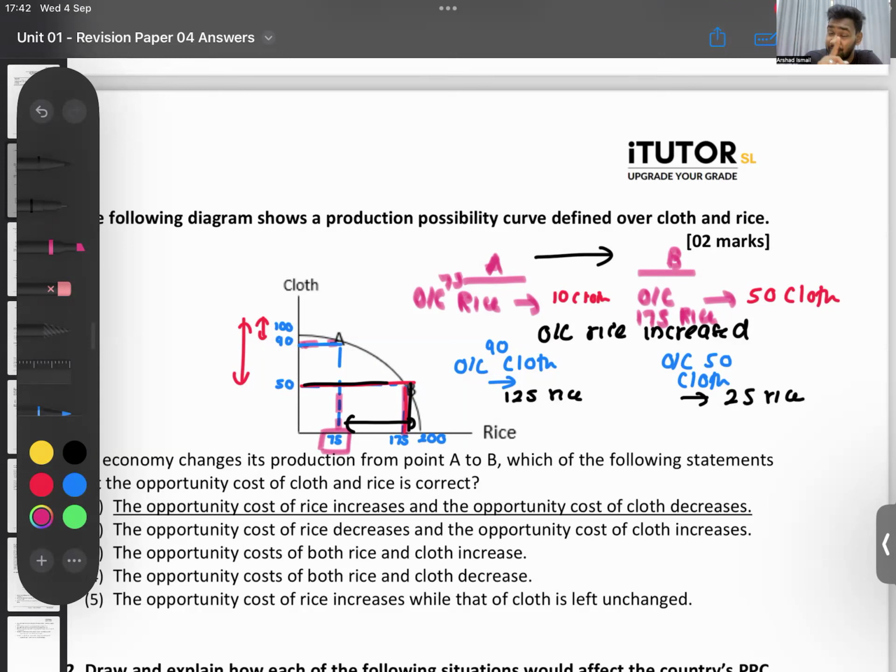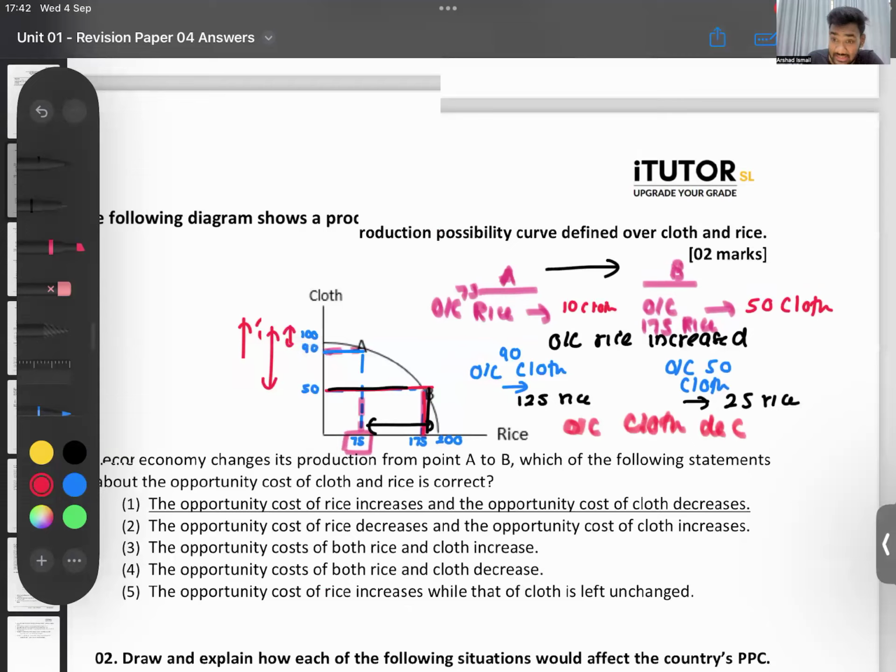Earlier, the opportunity cost of cloth was 125 rice. Now the opportunity cost of cloth is 25 rice. The opportunity cost of cloth has decreased. So this is a bit of a tough MCQ, not very hard, right? Something to figure out. So therefore, which one's our answer?